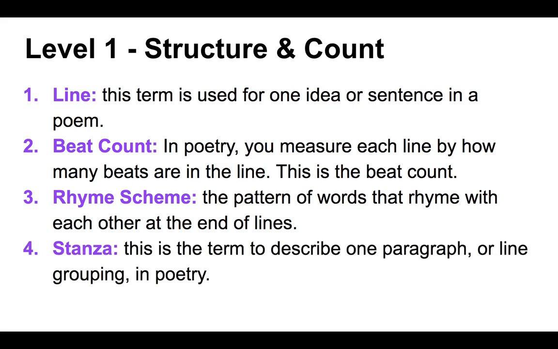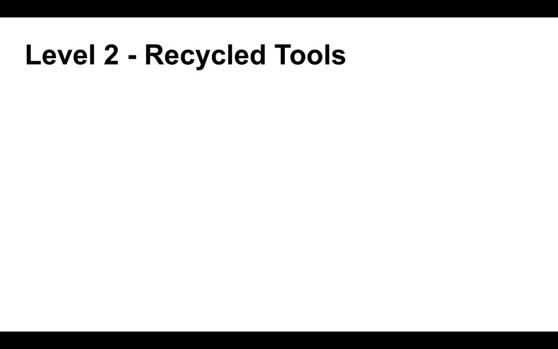Okay, next we're looking at the idea of the stanza. And stanza is basically one chunk of information, almost like a paragraph or a line grouping. And poems can often be made up of several stanzas. Long poems can even be made up of hundreds of stanzas. We'll be looking at poems that are usually a few stanzas in length. Okay, so now we'll move on to level two.